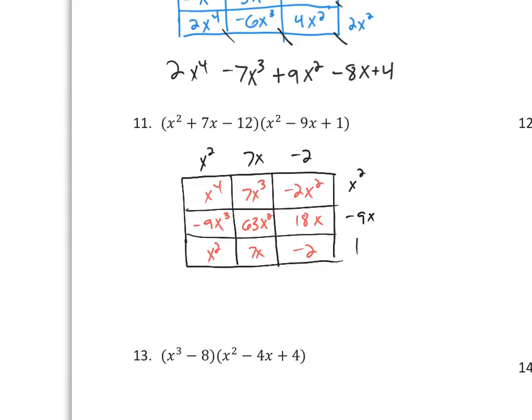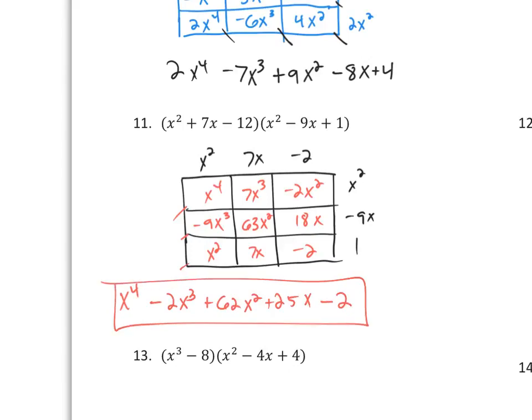My diagonals all line up, so I've got x to the fourth in that diagonal. I've got negative 9 and positive 7, so negative 2x to the third. 2 plus 63 minus 2. So that 64 minus 2 is 62, so plus 62x squared. 18 plus 7, 25x, so plus 25x, and negative 2. So this would be our answer to that multiplication problem.